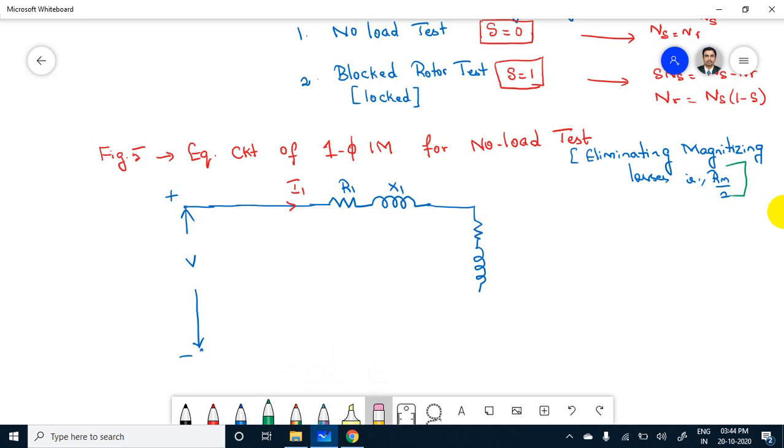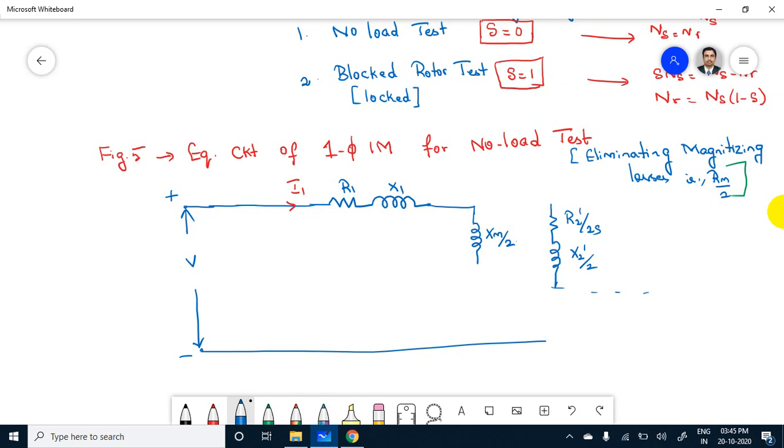So here I am drawing only Xm by 2, and in resistance value, because in forward and backward there will be a formula R2 dash by 2s, here X2 dash by 2. Okay, now here you see, this is forward, this is backward.